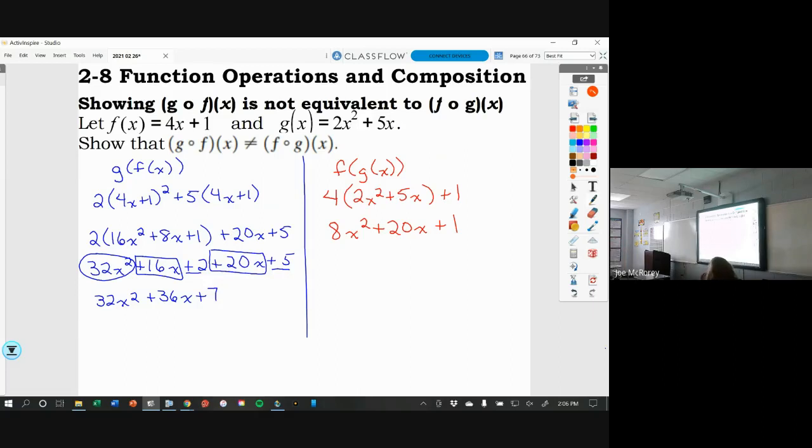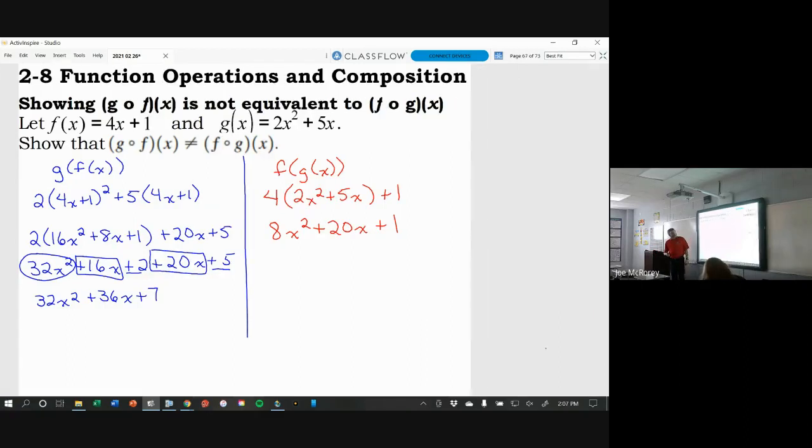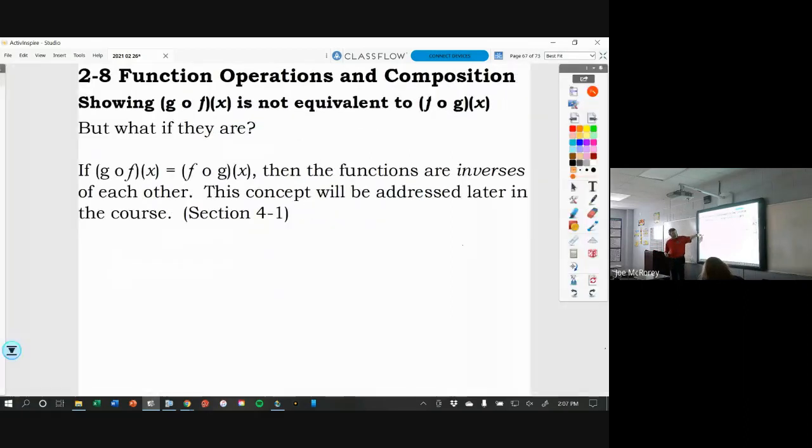Is it possible that g of f of x and f of g of x were equal? The answer is yes, it is possible. If g of f of x is equal to f of g of x, then the functions are called inverse functions. But we're not going to talk about that until section 4.1. That's bait. I want y'all to be excited about what's coming up.